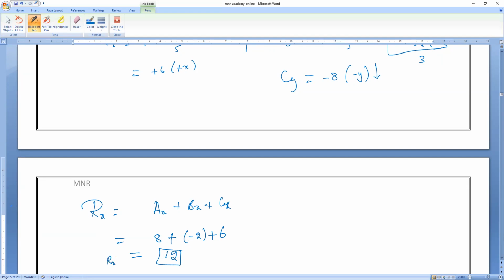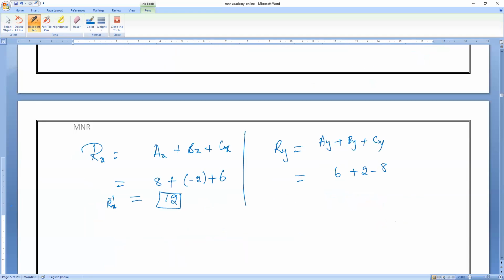Rx is equal to how much? Rx direction is 12. Same way, Ry. You find it. Ry is how much? Ay plus By plus Cy, which is equal to how much? 6 plus 2 minus 8. Is it right or wrong? Verify the answers. 6 plus 2 minus 8, which is equal to zero. Ry equals zero.